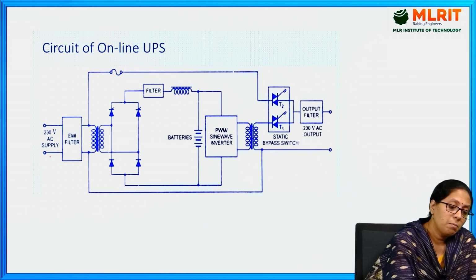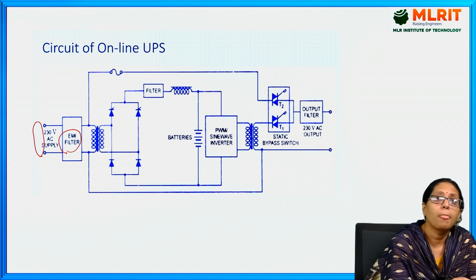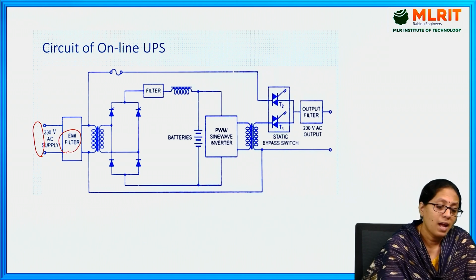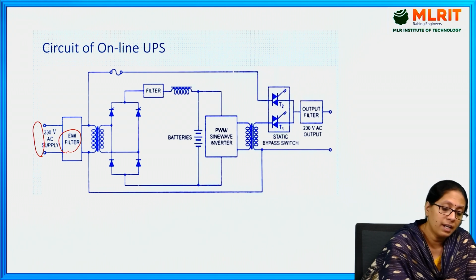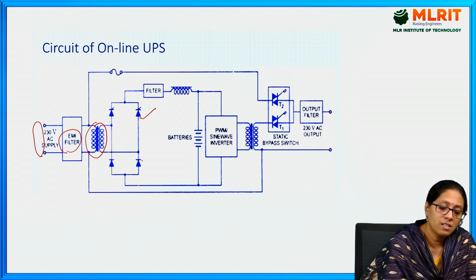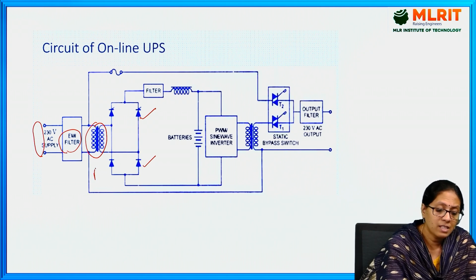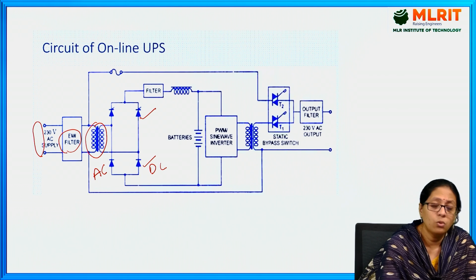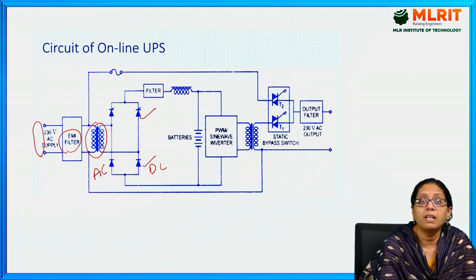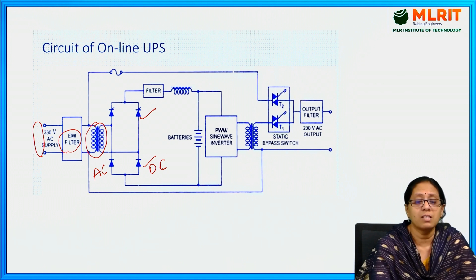Here the main AC supply is provided, that is 230 volts AC supply, which is connected to a filter in order to remove the harmonics, and after the filter it is connected to a transformer. After the transformer, by using thyristors or diodes or a combination of thyristors as well as diodes, the AC supply is converted into DC. This DC is not actually pure DC, it is fluctuating or pulsating DC.